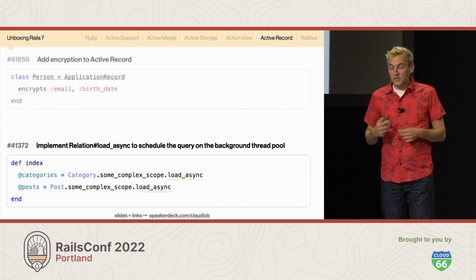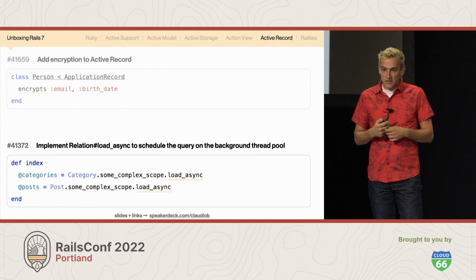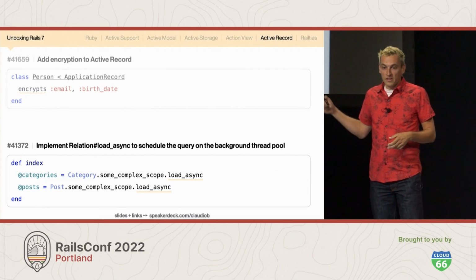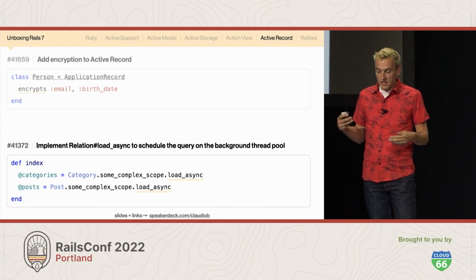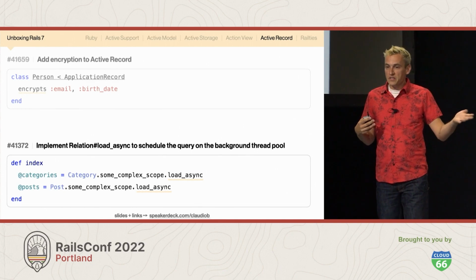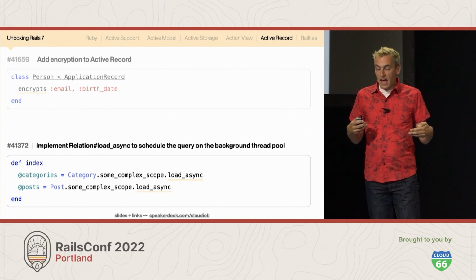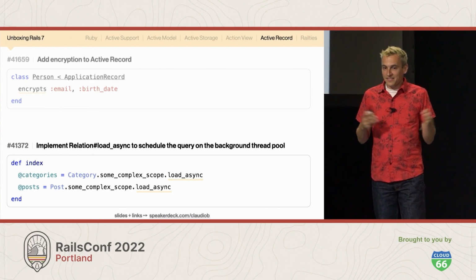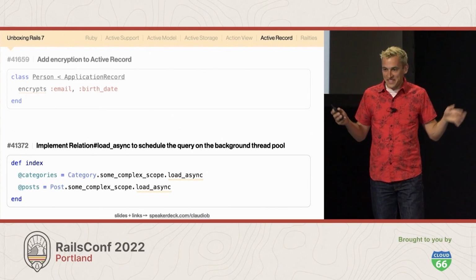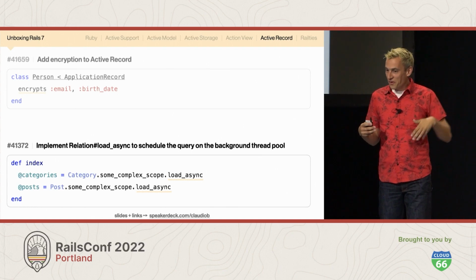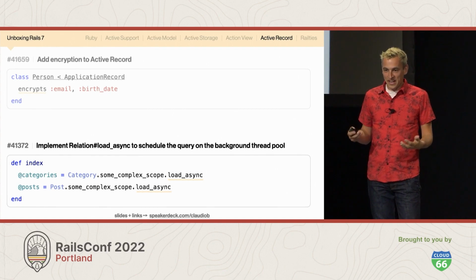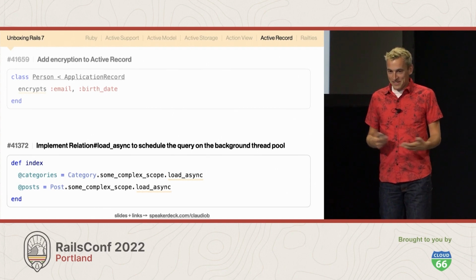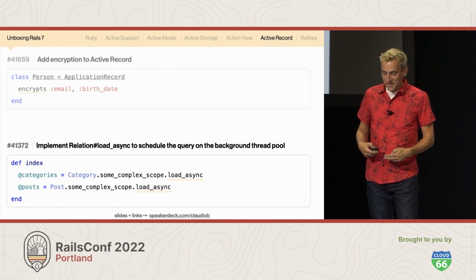Here's another addition to Active Record, another method called load_async. So let me explain this code. This is just like an index page where we want to display some categories and some posts. So we're going to make a request to the database to give us all the categories. And then we're going to wait. Maybe that call to the database takes 5 seconds. Then we're going to ask for some posts. Maybe that's going to take another 5 seconds. And then we're going to render the page. This is not great because your web response is going to be 10 seconds. The users are just going to leave.